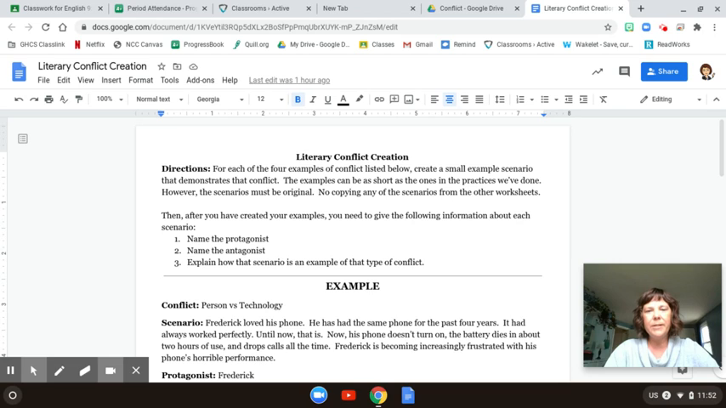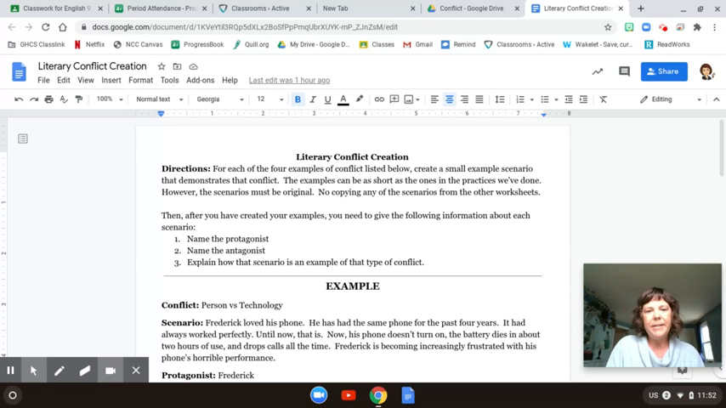After you have created your examples, you need to give the following information about each scenario. You need to list the protagonist, that means the main character. Name the antagonist. The antagonist is the character or thing that is fighting against the protagonist. And then 3, explain how that scenario is an example of that type of conflict.